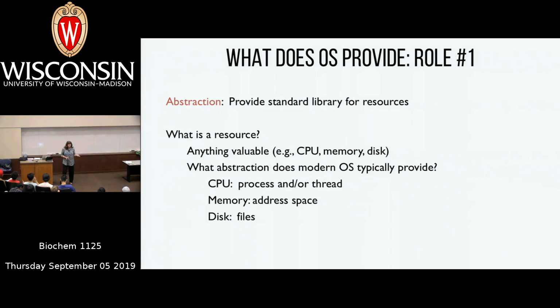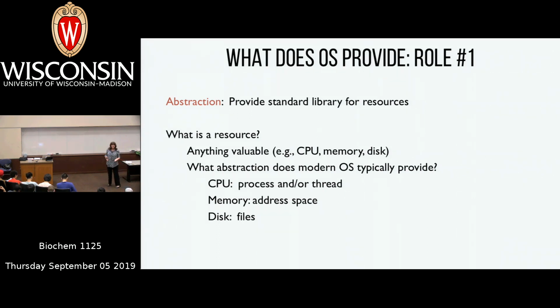There are really two key roles of what the OS needs to do. Its first role is that it's going to provide a standard library. So it's providing an abstraction for those hardware resources that's easier to use than the interface that the hardware provided to start with. So what is a resource? It's anything valuable. It's all of the hardware in the system. And so it's the OS's responsibility to come up with an abstraction for each of those resources.